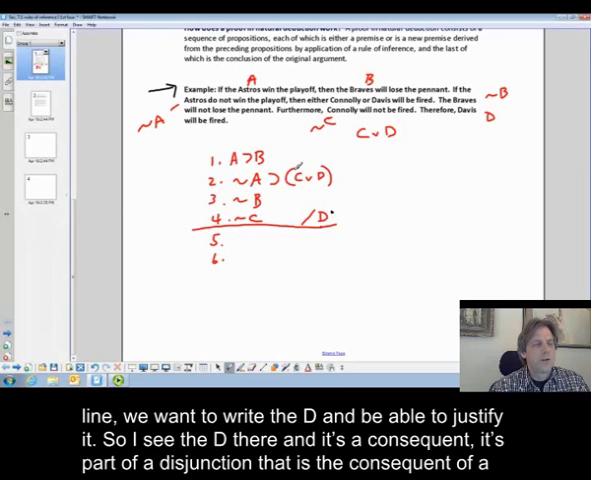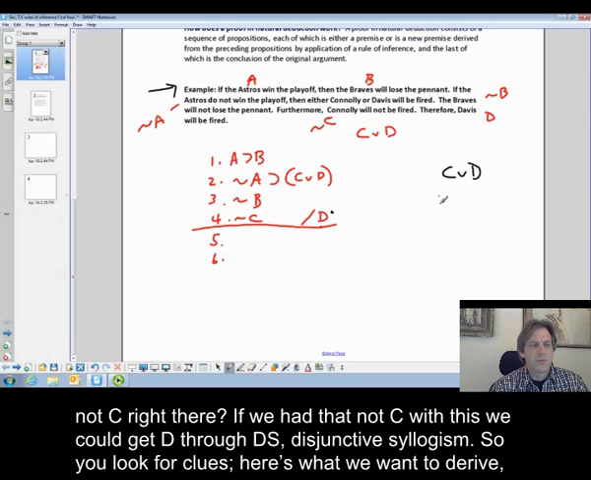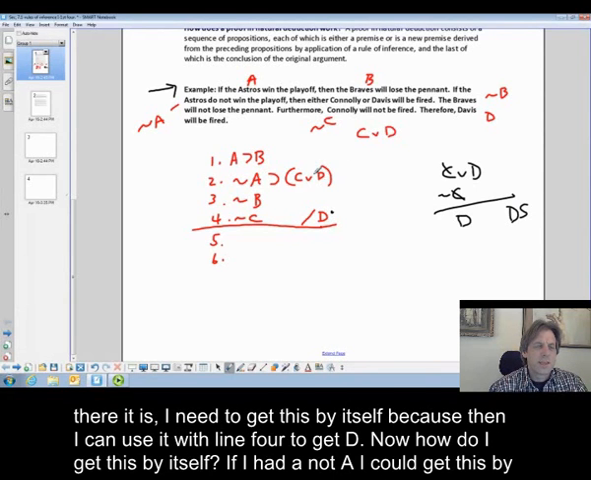So I see the D there, and it's a consequent. It's part of a disjunction that is the consequent of a conditional. So if I can get a not A by itself, I can get C or D by itself. And let's say we got C or D by itself. Do you see how we have a not C right there? If we had that not C with this, we could get D through DS, disjunctive syllogism. So you look for clues. Here's what we want to derive. There it is. I need to get this by itself because then I can use it with line 4 to get D.